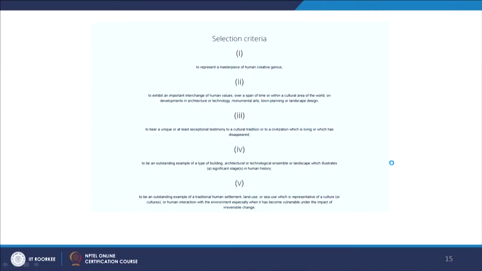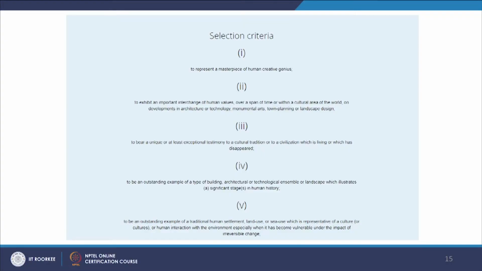In fact, the first one talks about representing a masterpiece of human creative genius, to exhibit an important interchange of human values over a span of time or within a cultural area of the world, on developments in architecture or technology, monumental arts, town planning or landscape design. So today we are talking about Chandigarh, because Chandigarh has also recently been listed, and similarly in the old historic layouts, how the town planning principles have been understood.